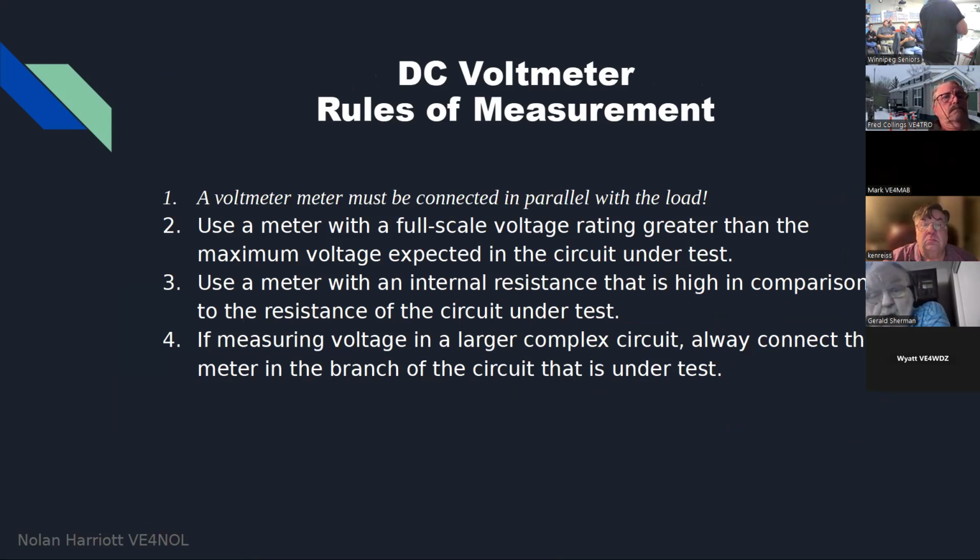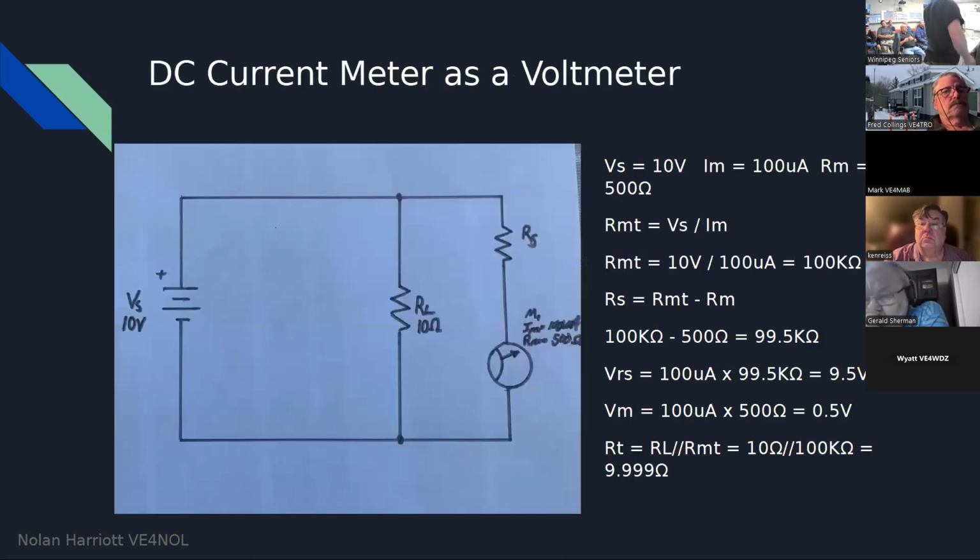DC voltmeters, rules of measurement. A voltmeter must always be connected in parallel with the load. We use a meter with a full scale voltage rating greater than the maximum voltage expected in the circuit under test. We use a meter with an internal resistance that is high in comparison to the resistance of the circuit under test. And if measuring voltage in large complex circuits, always connect the meter in a branch circuit that is under test. Same kind of idea.